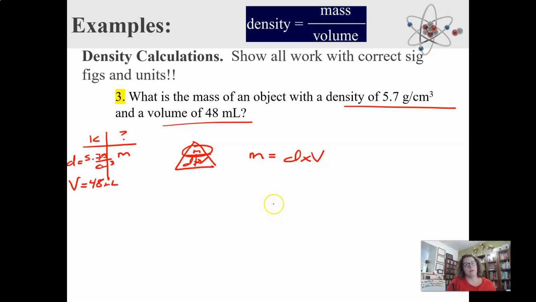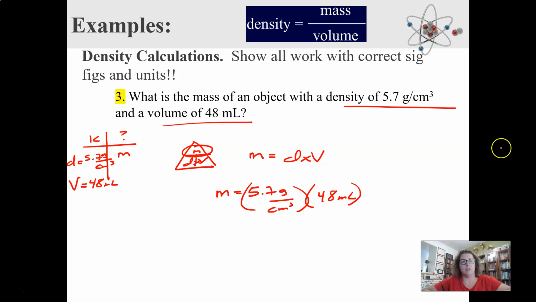But I've got a problem here. If I actually plug this in, let's see if you can figure out what the problem is. My density is 5.7 grams per centimeters cubed. And I'm going to multiply that. You can put the times, but I like to use parentheses. Volume, 48 mils. Now this has to be a red flag. Ding, ding, ding. Error, danger. Something's going on here. When you have density with volume in centimeters cubed and you have volume with a different unit, you've got to convert.